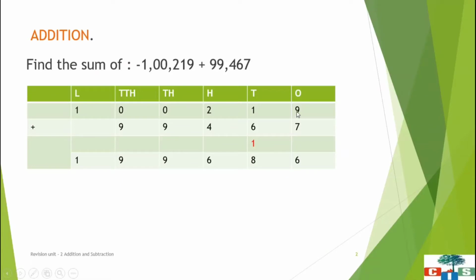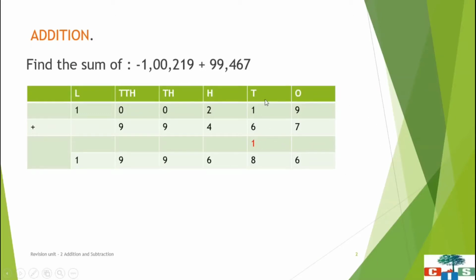I have arranged these numbers in columns according to the place value chart, that is ones under ones, tens under tens, hundreds under hundreds, and so on. Now we'll start adding. We always start from the ones place. The digits at ones place are 9 plus 7. What is 9 plus 7? It is 16. It means 6 ones and 1 ten. So we will write 6 at the ones place and carry forward 1 to the tens place.